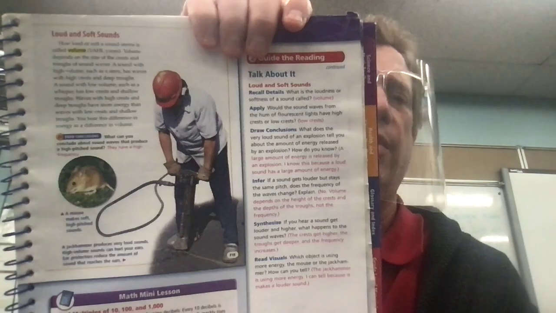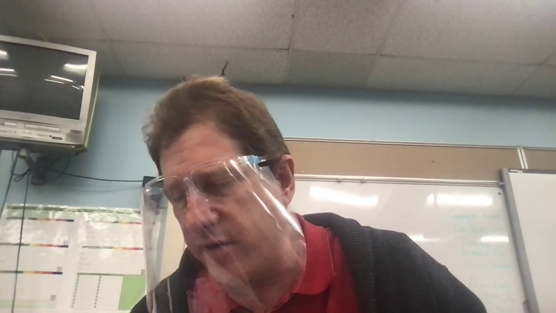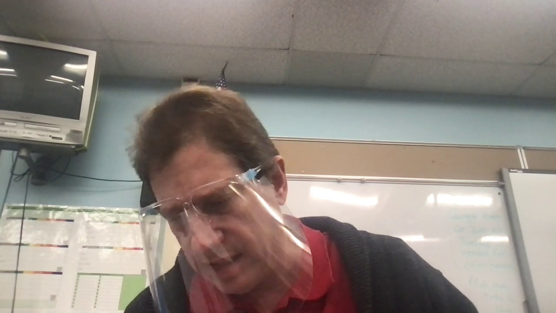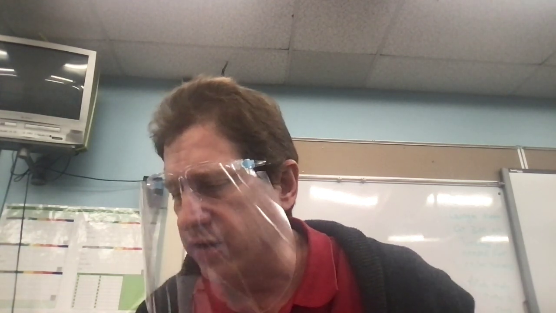Okay, doing a quick time check, and let's look at this page, loud and soft sounds. We have a mouse and a guy working a jackhammer. How loud or soft a sound is is called volume. Volume depends on the size of the crests and the troughs of the sound waves. A sound with high volume, such as a siren, has waves with high crests and deep troughs. A sound with low volume, such as a whisper, has low crests and shallow troughs. Waves with high crests and deep troughs have more energy than waves with low crests and shallow troughs. You can hear the difference in energy as a difference in volume.